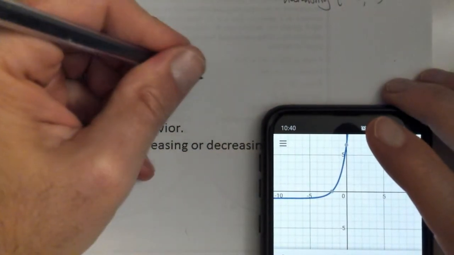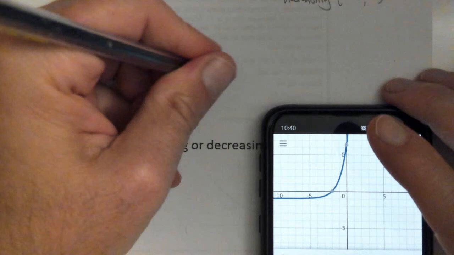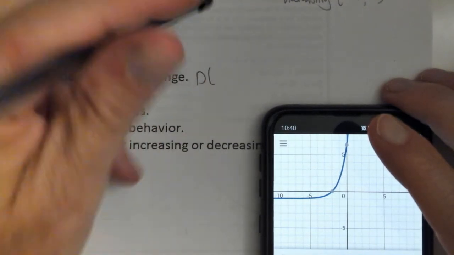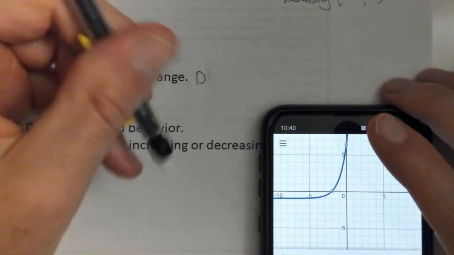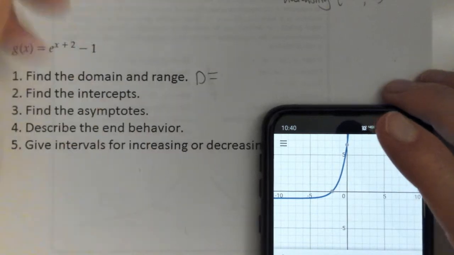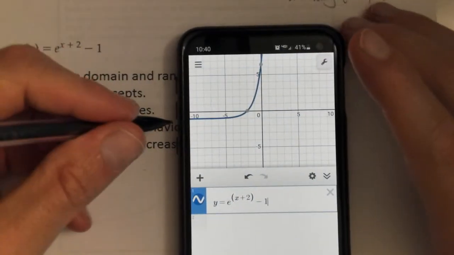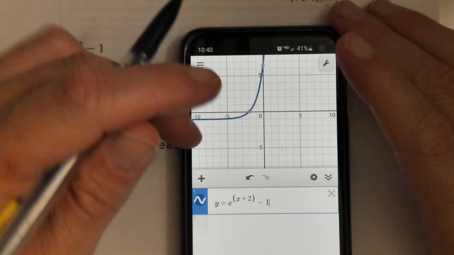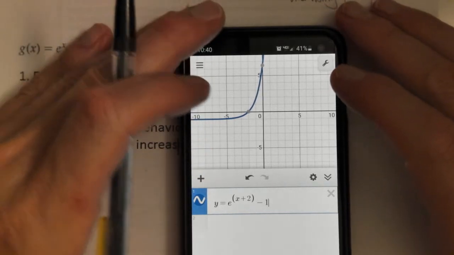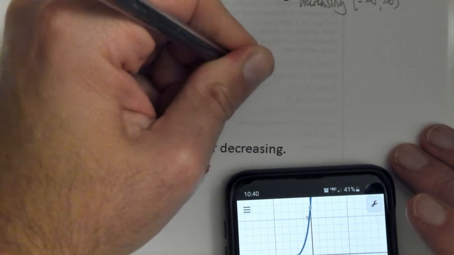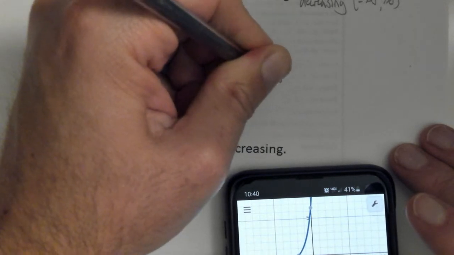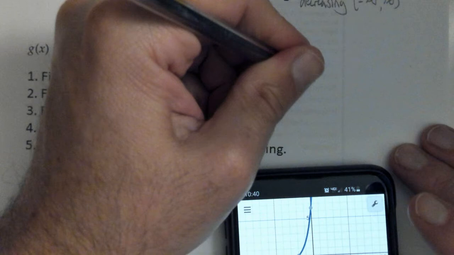And so domain first. We want to look at this and see if we can figure out the domain. And judging by the graph here, I would say it's from -infinity to +infinity. So no restrictions on the domain here. What about the range?